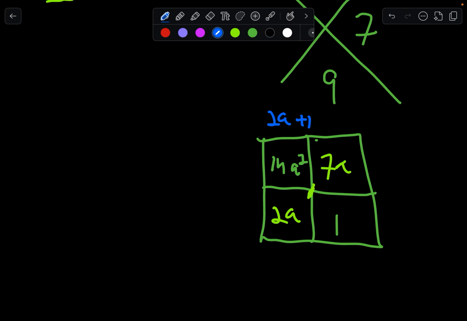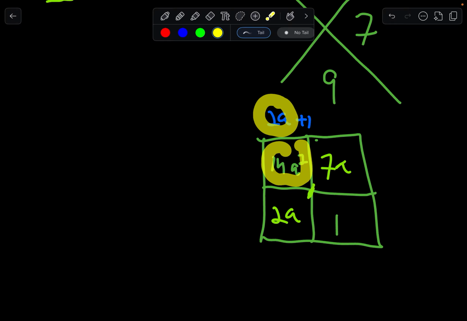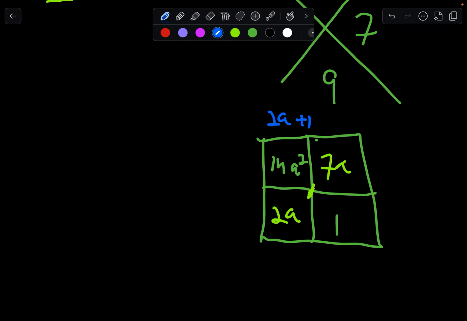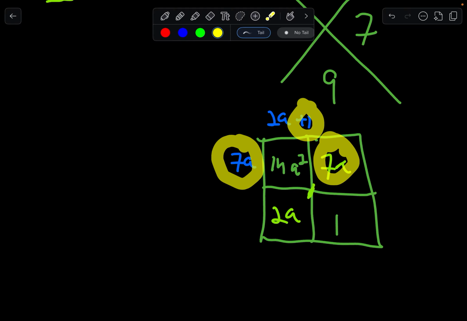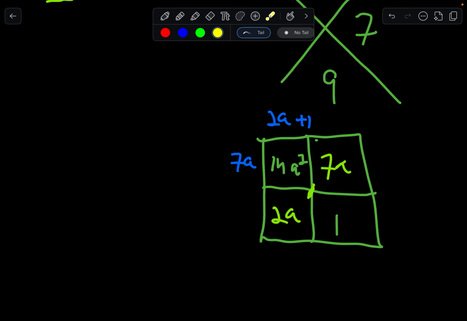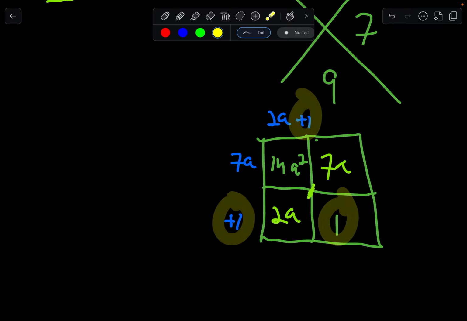Now we backtrack, right? We got 14a squared. What do you multiply 2a by to give us 14a squared? And that's going to be 7a. And you can check, what is 7a times 1? Indeed, it's 7a. Then, what do you have to multiply 2a by to give us 2a? And that's going to be 1, so that's a positive 1. And our last check would be to make sure that 1 times 1 gives you 1.